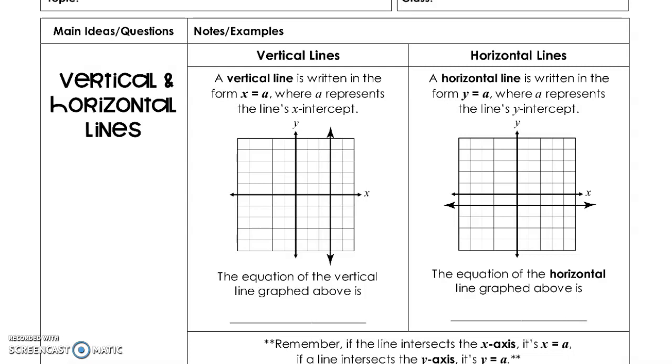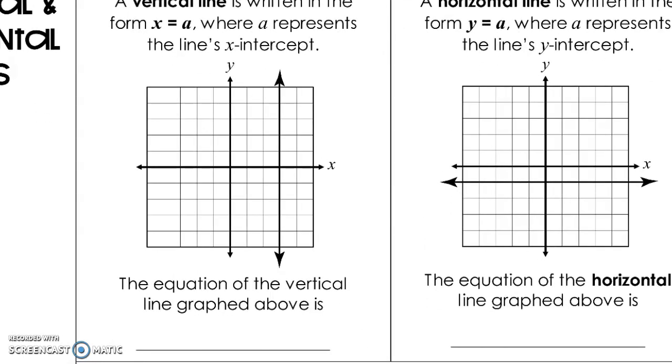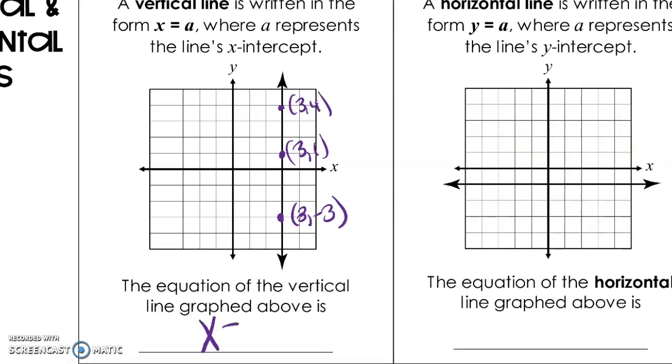As you can see, if you have a vertical line, we have x equals a, where a represents the line's x-intercept. All of the ordered pairs on this line would have an x of 3. This ordered pair is 3, 1. This ordered pair is 3, 4. This ordered pair is 3, negative 3. In every single one of those, x is equal to 3. So that's why you have the equation x equals 3. No matter what your y is, your x is always 3.